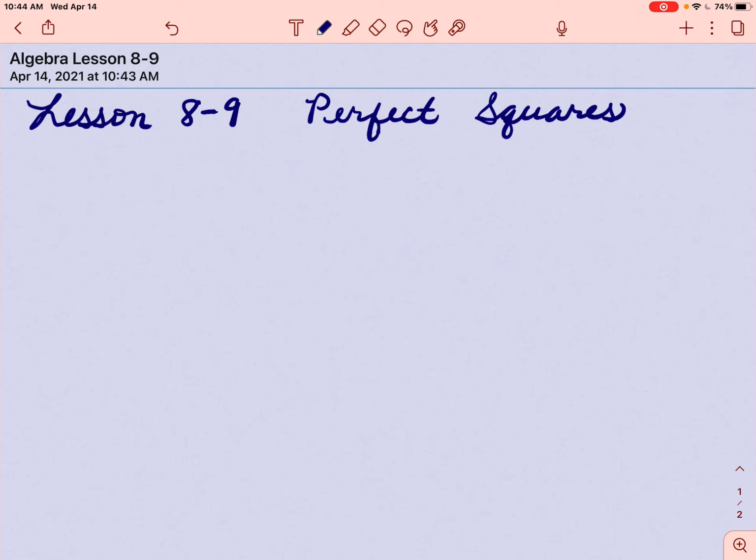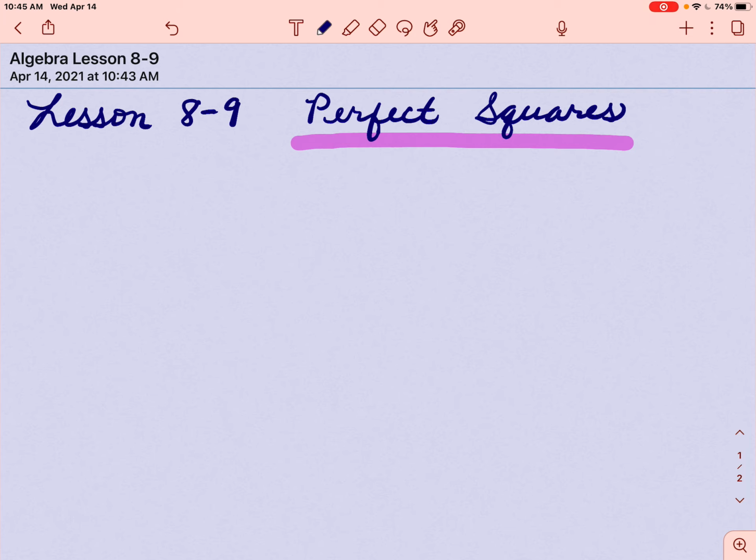Hi guys, this is our last lesson of the chapter, lesson 8-9, and it is called perfect squares. We're going to talk about factoring, a special case situation. We covered this in lesson 8-4, where we were finding a pattern and using it to multiply our binomials into a trinomial. And the special case situation was this.